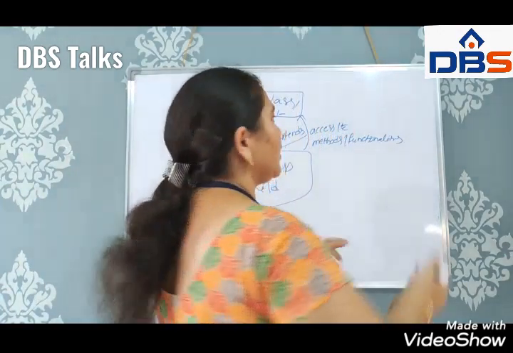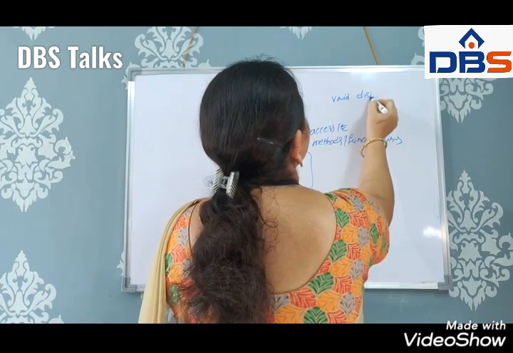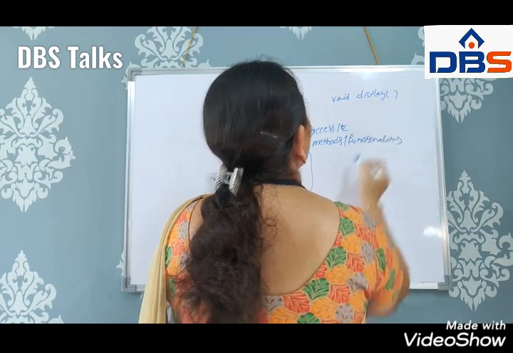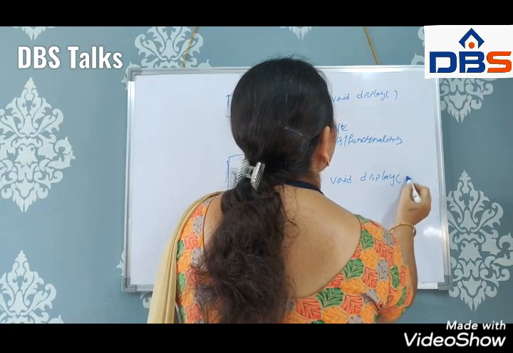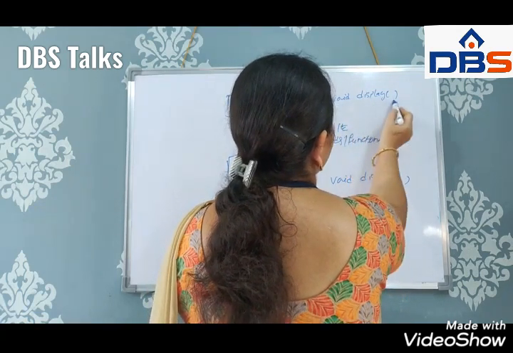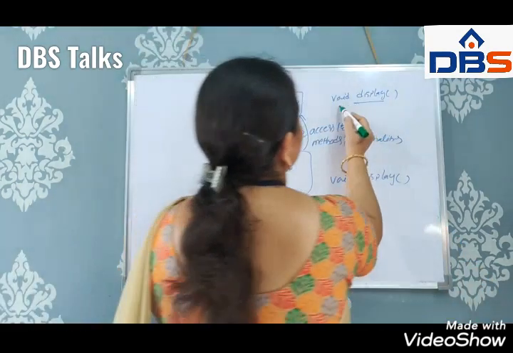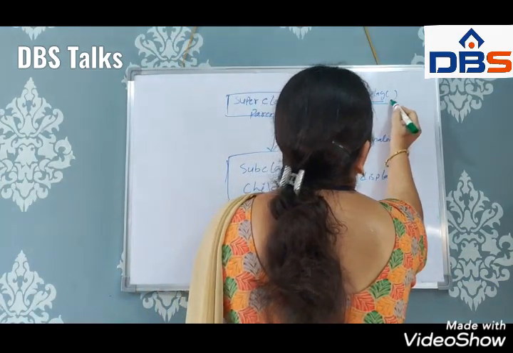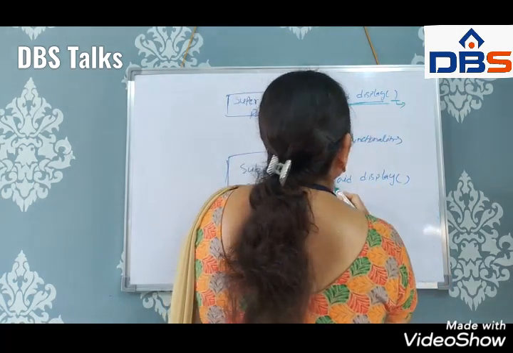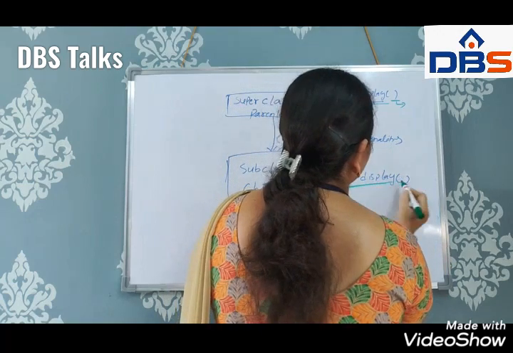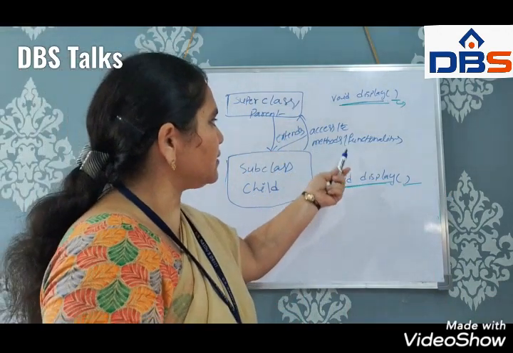With the same name means what, ma'am? Suppose here I am using void display. Here also I need to use void display, with the same method and same signature. Same method means same name, display. Void display is the same name. Same signature means the parameter passing. So here also same method name display and same signature. Okay? That is how it can access the methods or functions.